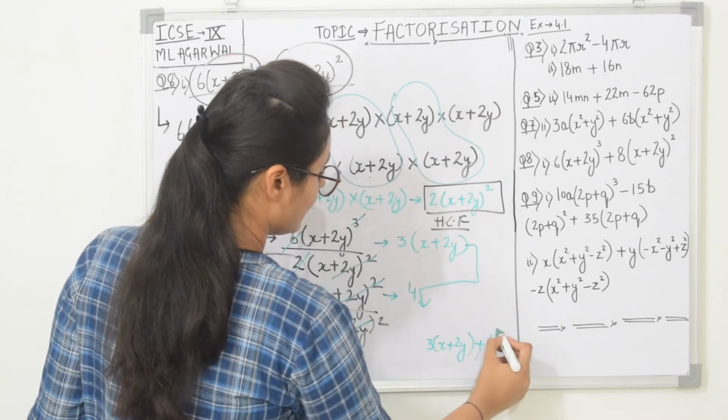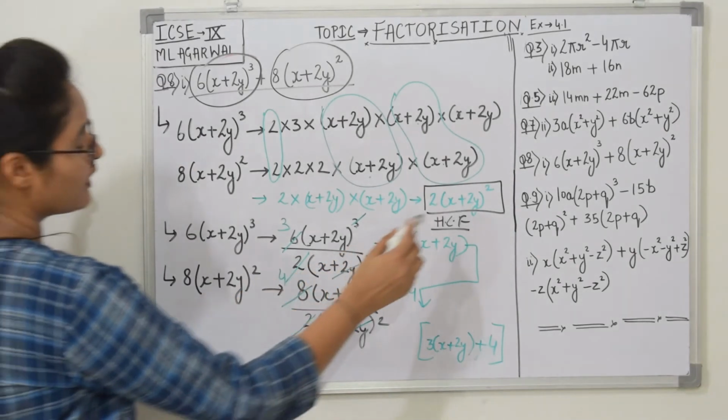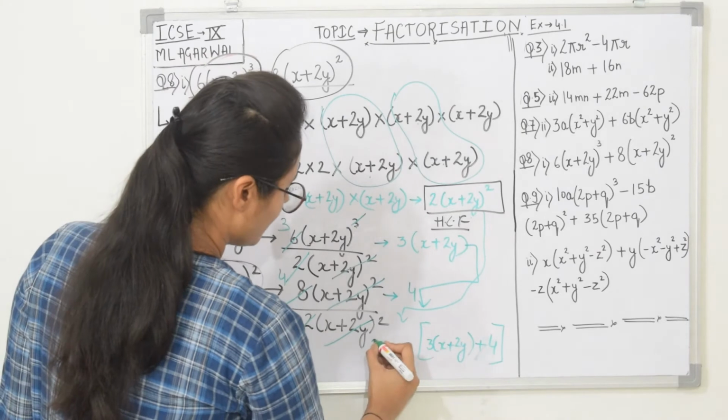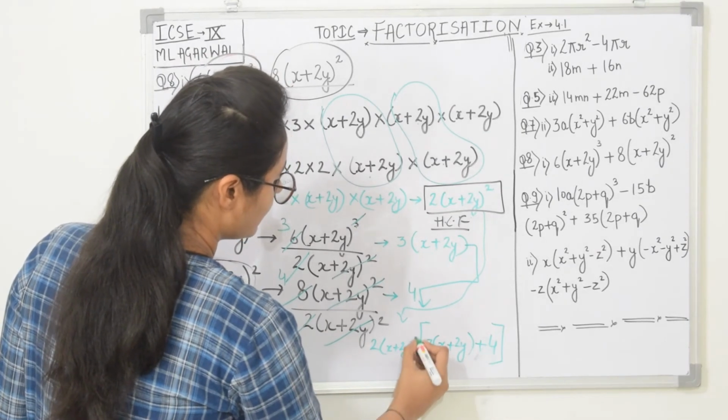4. Just enclose them inside the bracket, and after that you have to put down your HCF in front of this bracket, and which is what? 2 in bracket (x + 2y) whole square.